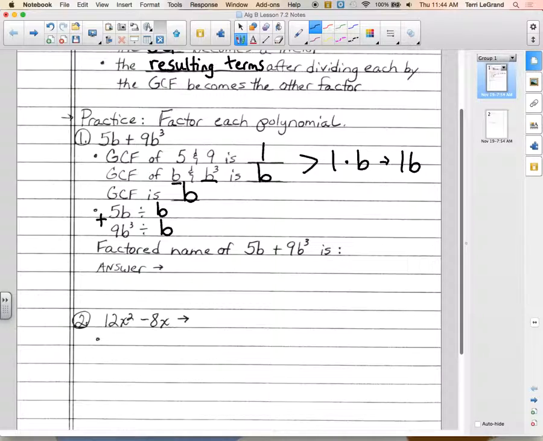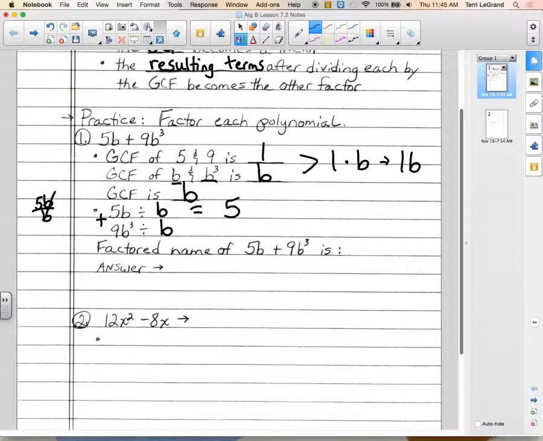We're doing the second step, dividing each term by the GCF. So 5b divided by b. Anybody know what that is? 5. If you can't get that without showing some work, we would show 5b over b, that's dividing. What happens with those b's? They cancel out. So we end up with just 5.